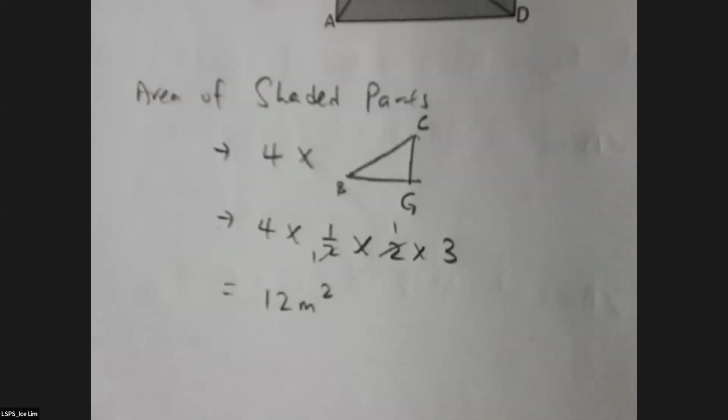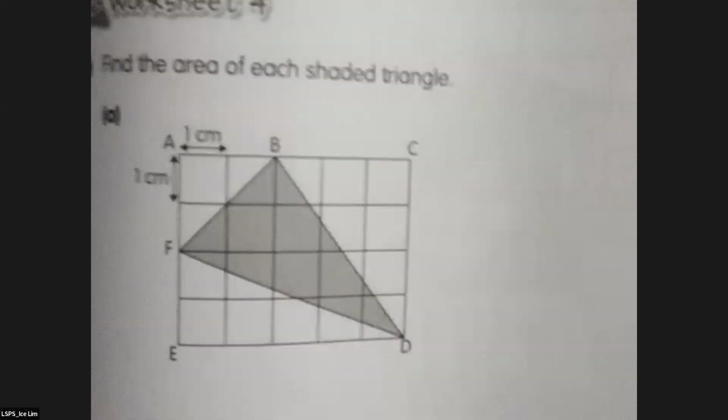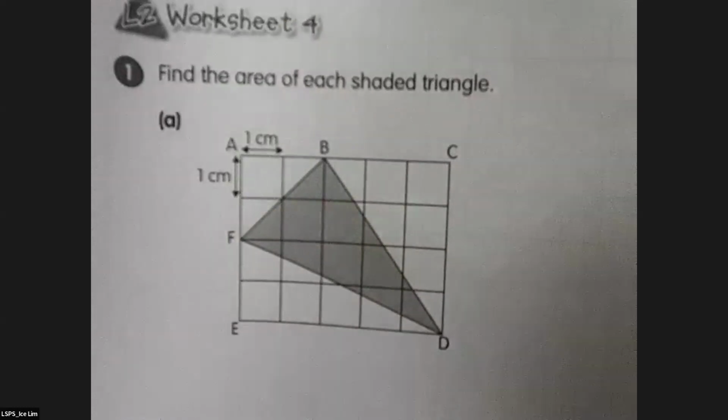So the greatest challenge in this chapter is really the question: can you see? If you cannot see, that's hard. Like for example, this one here, to find this shaded triangle, you are actually just using this one.